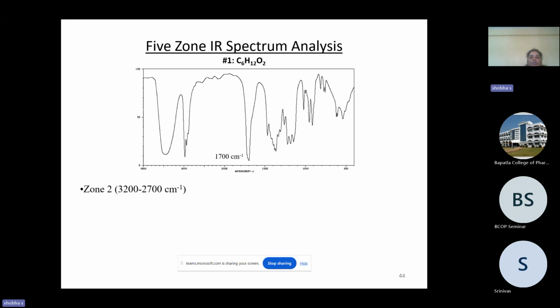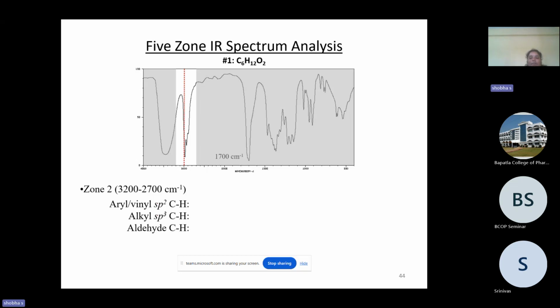And also zone 2, where it lies from 3200 to 2700 cm inverse. In zone 2, we are having some aliphatic stretch. Exactly where we are going to place a scale at 3000 cm inverse. So not all of us, we need to thoroughly and steadily look after these things.